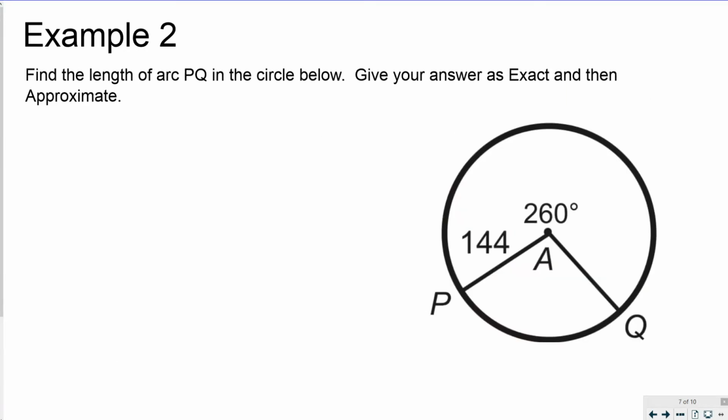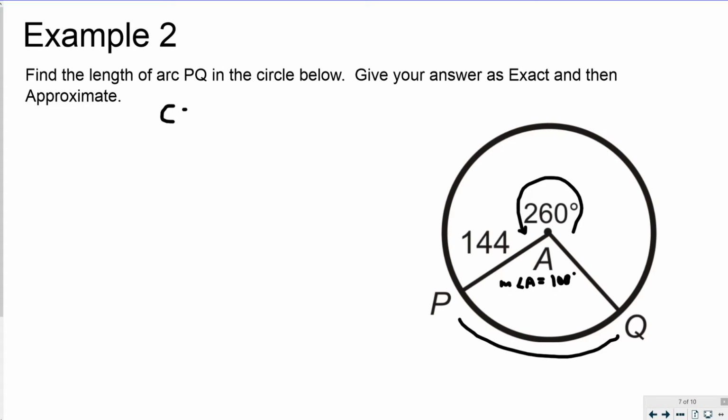So let's try another one. Find the length of arc PQ in the circle below. Give your answers as exact and then approximate. Okay, so I'm trying to find the length from P to Q here. The measurement that I'm given, 260 degrees, is around the circle this way. So the measure of angle A is actually going to be 360 minus 260, which is 100 degrees. Since the measure of angle A is 100 degrees, we're going to use that amount for the arc length in here. But first, I need to find the circumference.